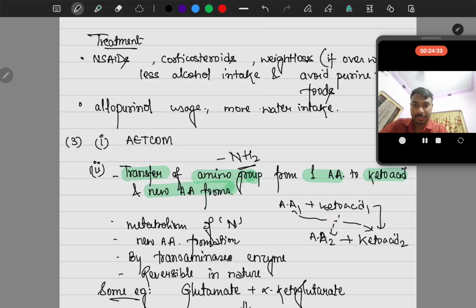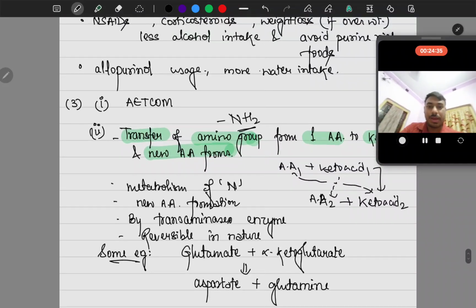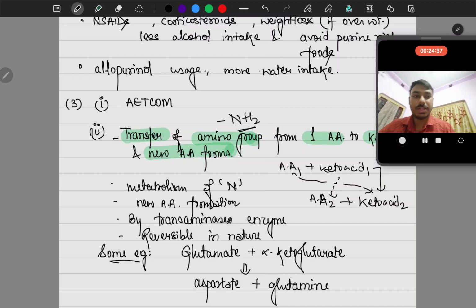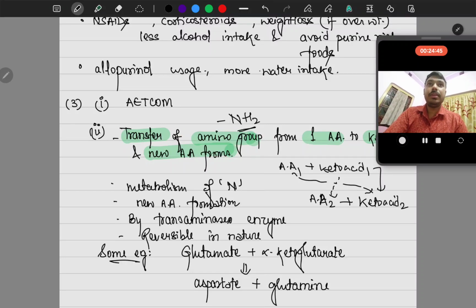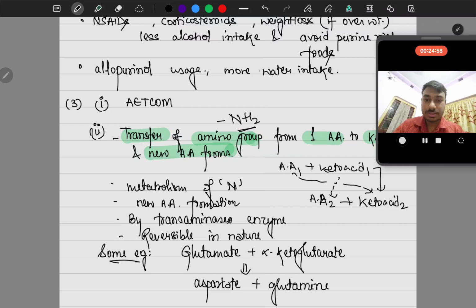NH2 group. So this transamination is very much required because it is required for the metabolism of nitrogen, new amino acid formation. There are many non-essential amino acids in our body. How are they formed? They are transformed from one amino acid to another amino acid by the transamination processes. Okay, so this is a process of new amino acid formation.